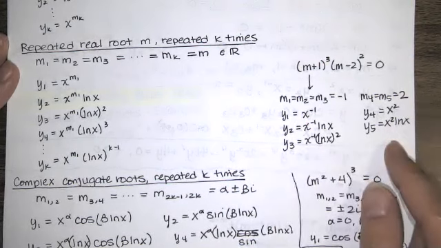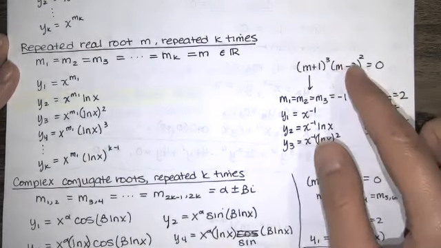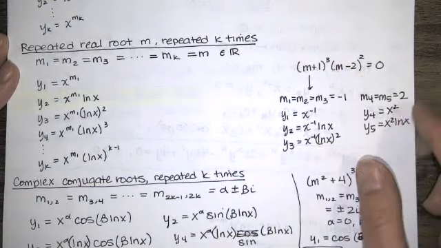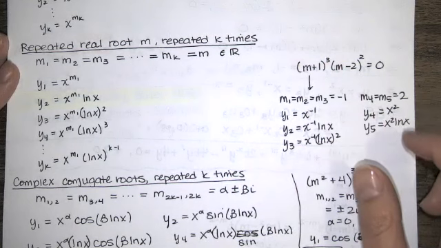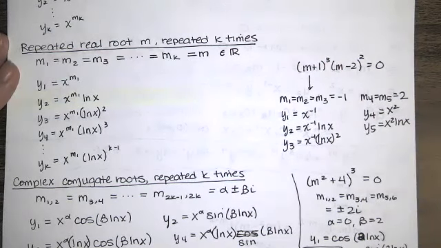And then we do the same thing over here. That's a repeated root as well, m equals 2. So you get 2 solutions. The first one is x squared, and the next one is x squared times the natural log of x.